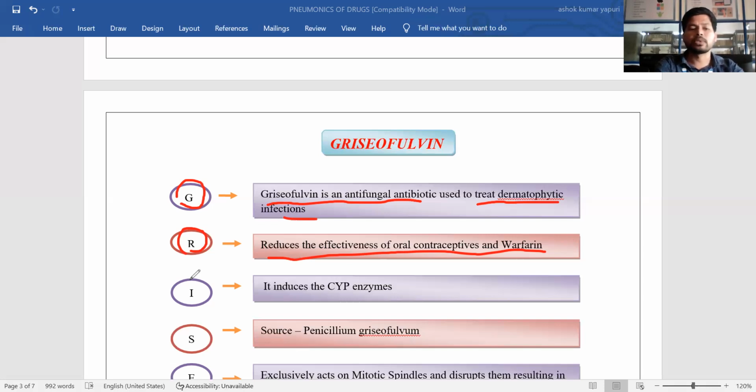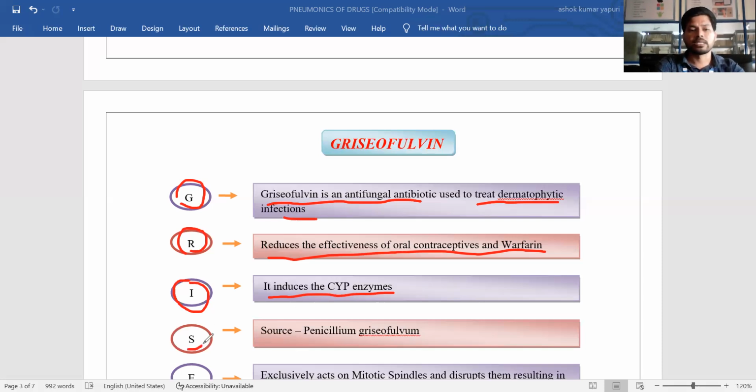In the next point, I am telling the same thing. The next letter is I. Here, Griseofulvin is a CYP enzyme inducer. In our pharmaceutical drugs, a number of drugs are there. Among them, some drugs inhibit the liver CYP enzymes, and some drugs increase the liver CYP enzymes. In that category, Griseofulvin is an inducer, increasing the liver CYP enzymes. Because of this property, it may metabolize other drugs when combined with drugs like warfarin as well as oral contraceptives.